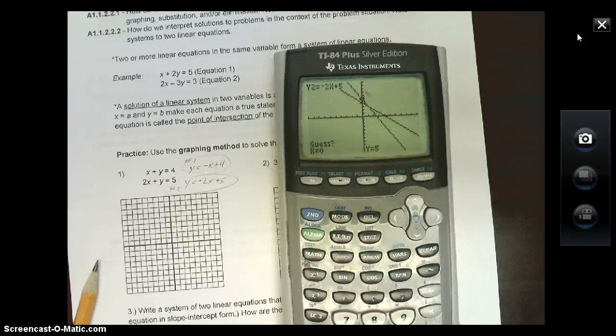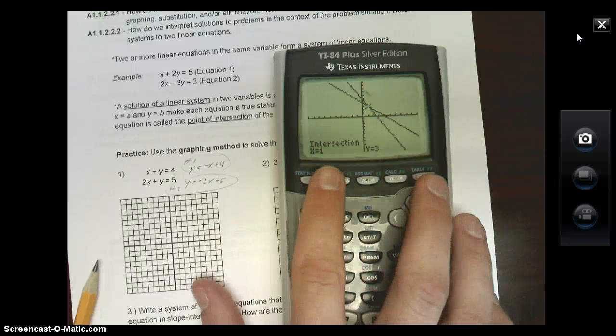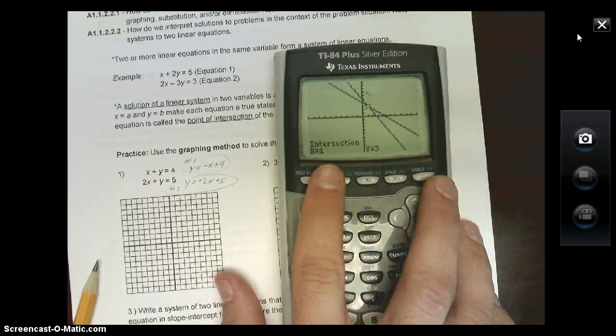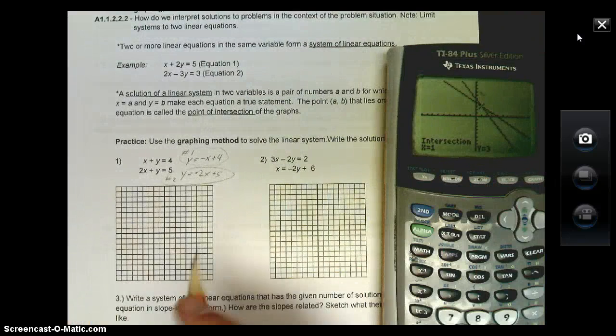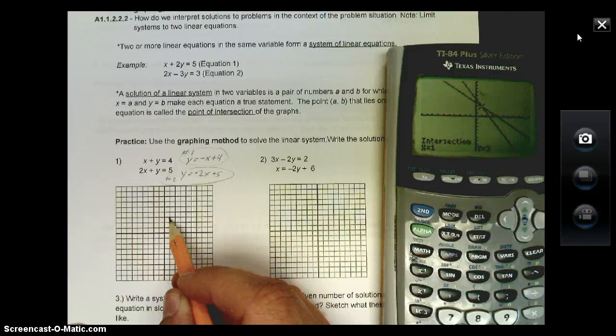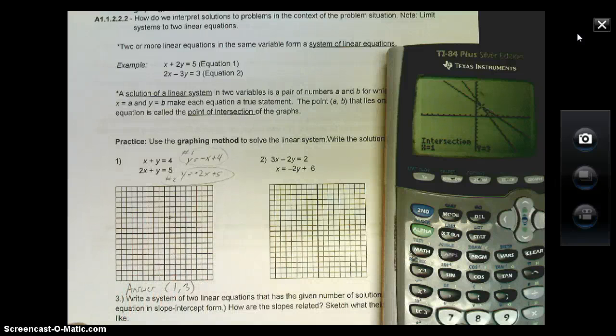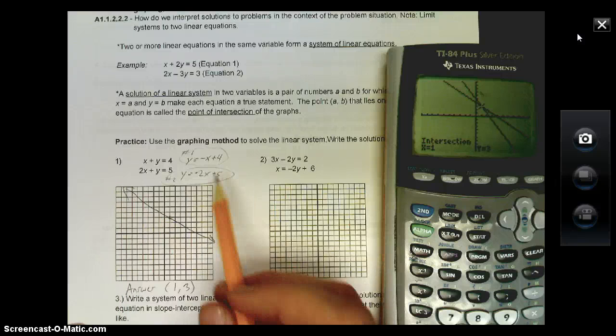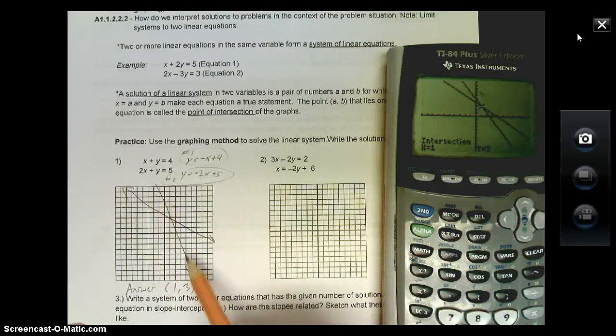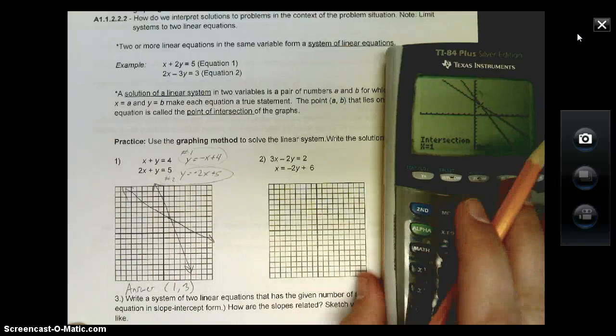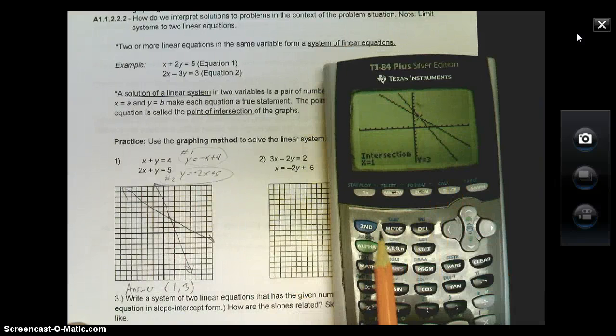Then it says guess. Would you like me to guess? I always have a conversation with my calculators. Why, sure. I'd love for you to guess this problem for me. So I hit enter one more time. And once you do, it gives you the exact answer right here. My x is 1, my y is 3. So I know at (1, 3) is where my two graphs intersect. So down here I can say answer: (1, 3). If we were asking for a quick sketch, you could do something like this. This one's coming down like this. There we go. But that's how easy these become if you can use this calculator.